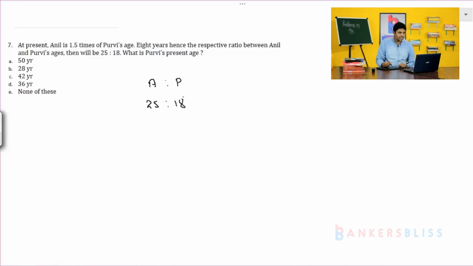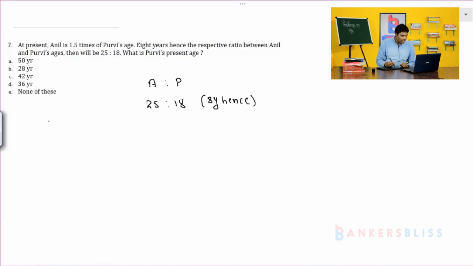So Anil to Purvi, the ratio is 25:18, that is, after 8 years, or 8 years hence, the ratio will be 25:18. But what is Purvi's present age? So with the help of the options you solve. If you go for the general method, definitely it takes too much time. If you want, I can show you, but it takes too much time.